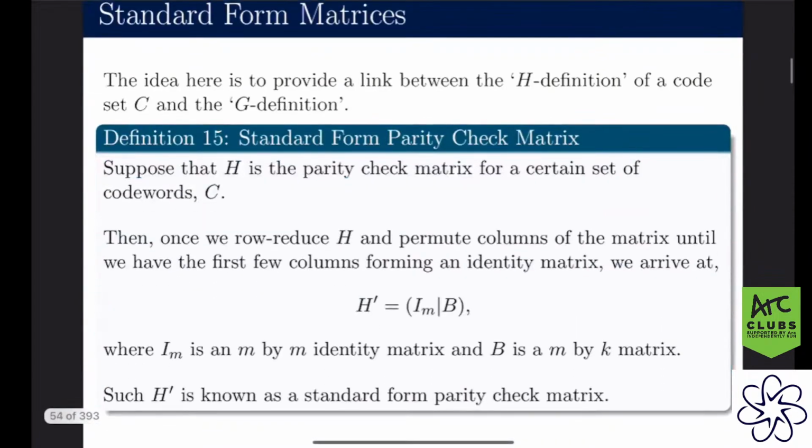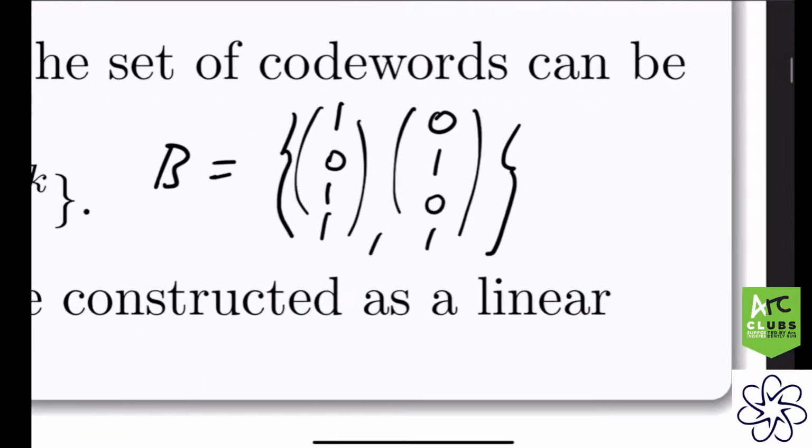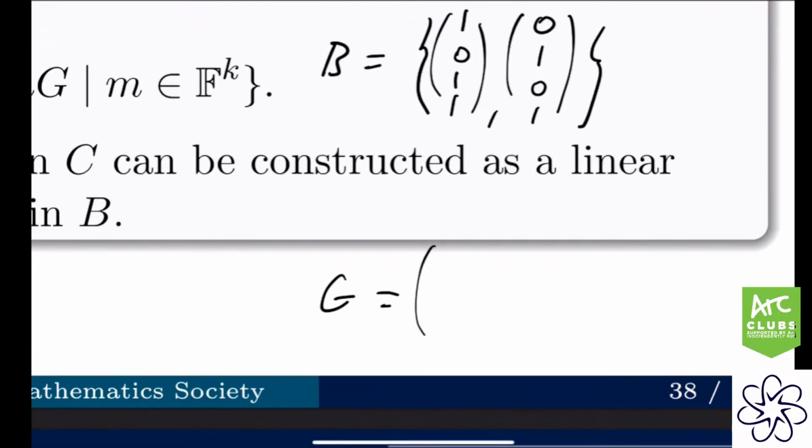right? So if we have C be defined by, let the basis B of a set of code words C be equal to 1, 0, 1, 1, and 0, 1, 0, 1, right? A generator matrix could look like, let me write this down here. Generator matrix could look like 1, 0, 1, 1. So that's going to be our first basis vector, and 0, 1, 0, 1.